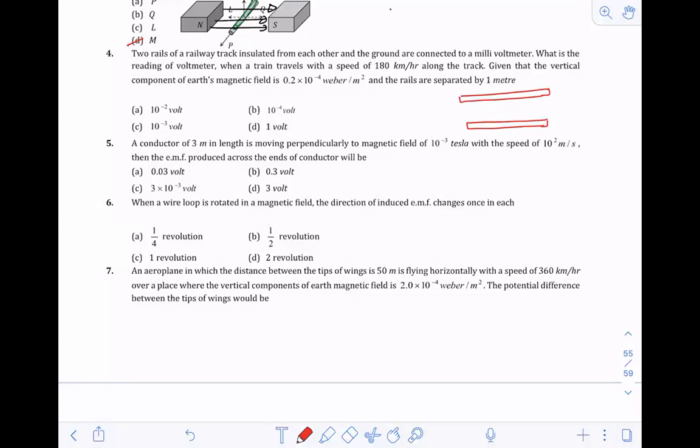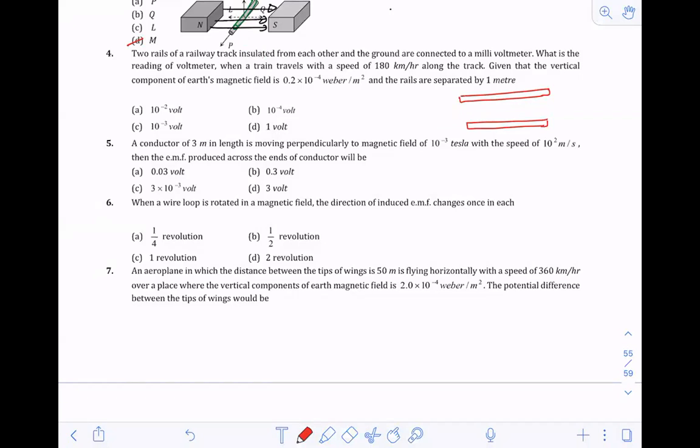Now, if they had said that the 2 rails of a railway track are not insulated, connected, I would have drawn it like this: one conductor which would join these two rails. Because they are insulated from each other, I have to draw them like this. If this insulation had not been there, you would have joined it like this. Understood? So every word in the question has a significant meaning.